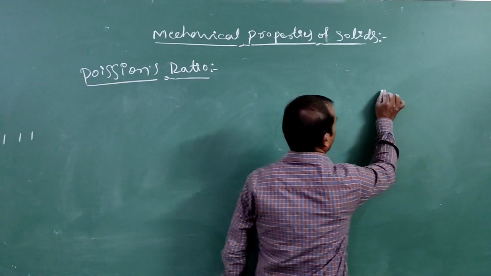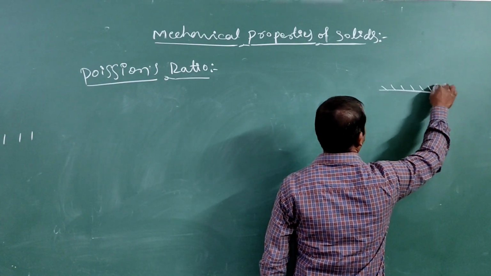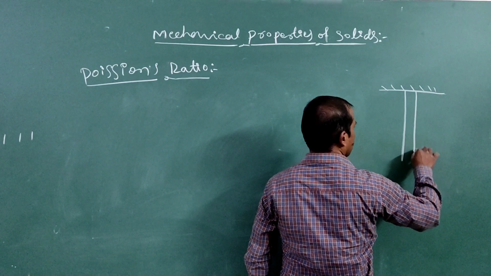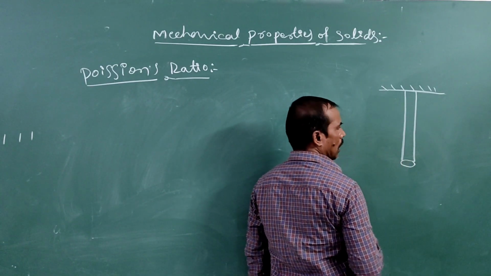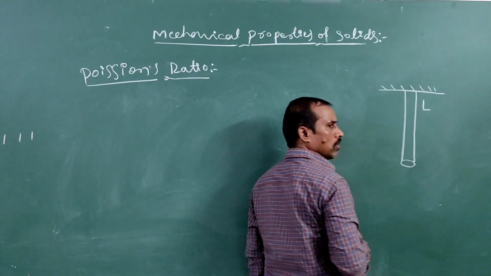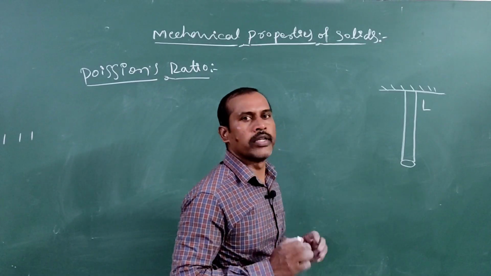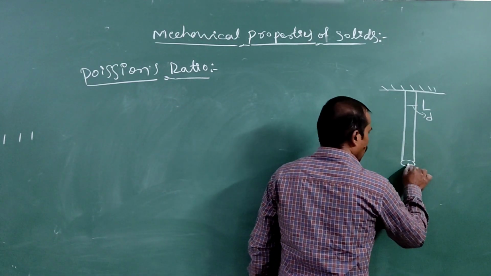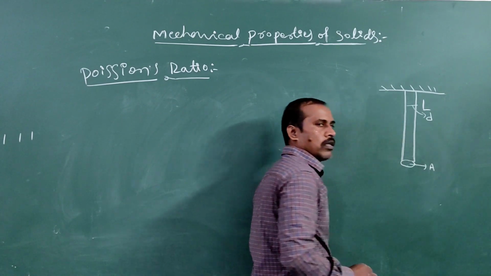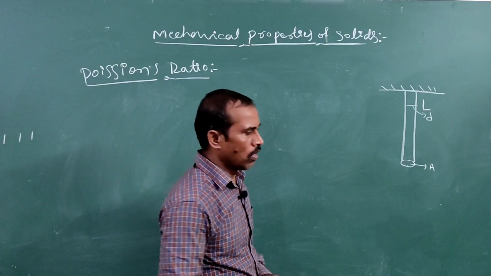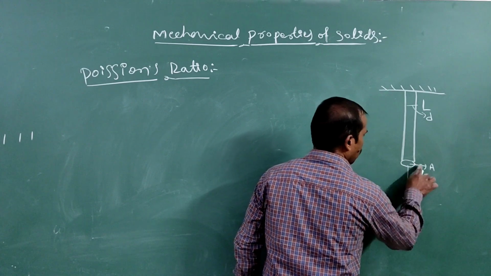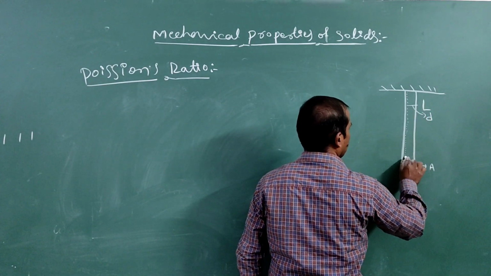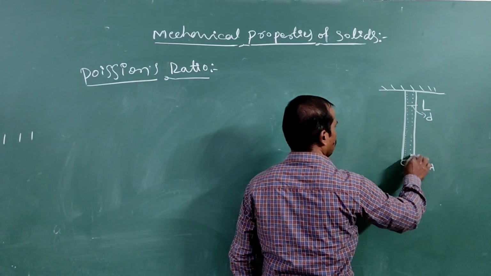First of all, with diagram, మనం ఇక్కడ తీసుకున్నట్టయితే this one here is rigid support. Okay, the wire is suspended from the rigid support, the length of this wire is L, the original diameter of the wire is D. Here the area of the cross section of the wire is A. Now the force is applied perpendicular to this cross section of the wire. So the elongation is produced in the wire.